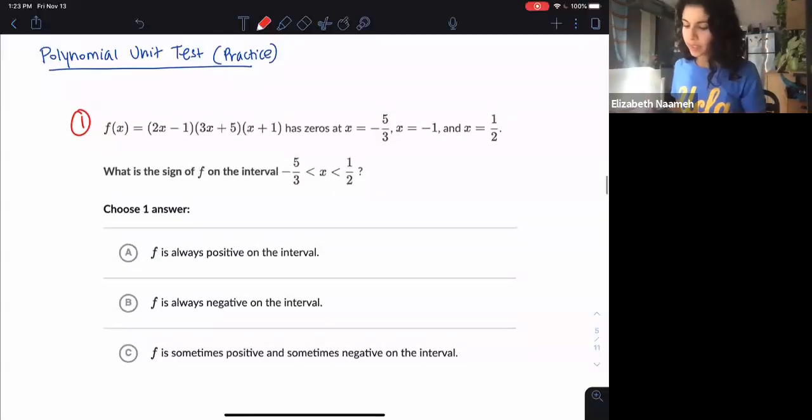Great. So this is the practice test for the Khan Academy exam that's worth 50 points in your grade book. If you got a missing, please make sure to go back in, and this should help you.